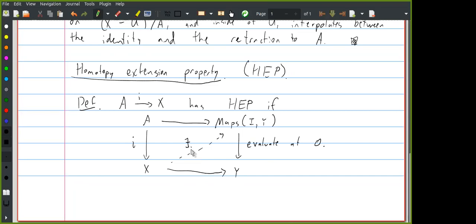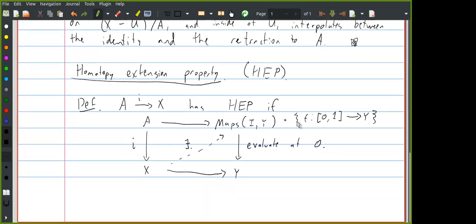Okay, so let me explain what this means. First of all, I is the interval, the closed interval from 0 to 1. I want everything here to be a pointed space. And this mapping space is the space of unpointed maps. So this is the set of all maps from the interval to Y, topologized with the compact open topology. And the base point of this is the constant map that sends the entire interval to the base point of Y.